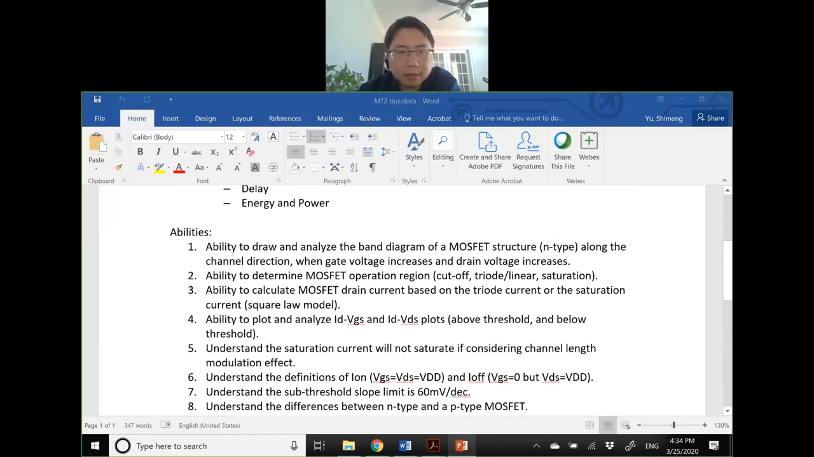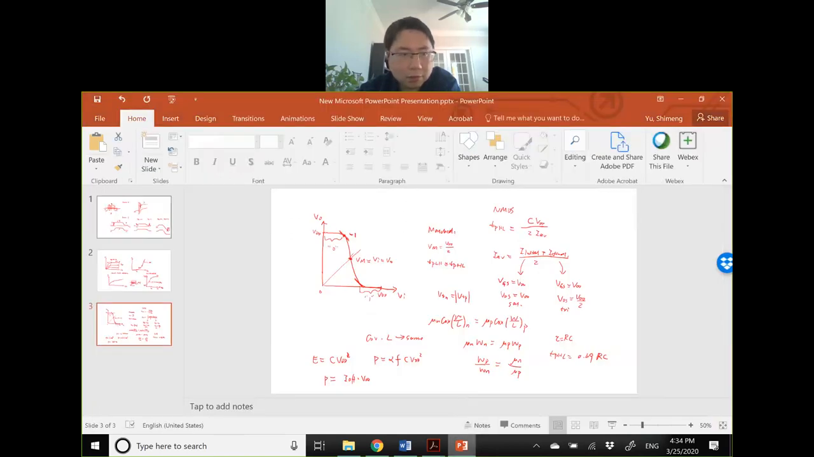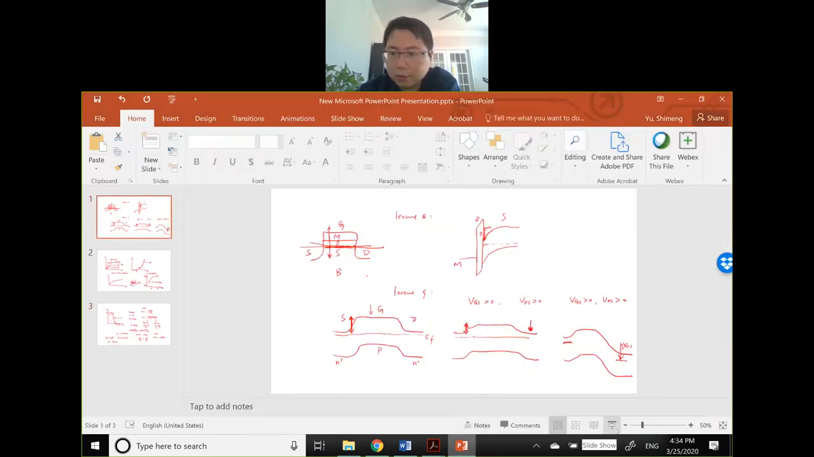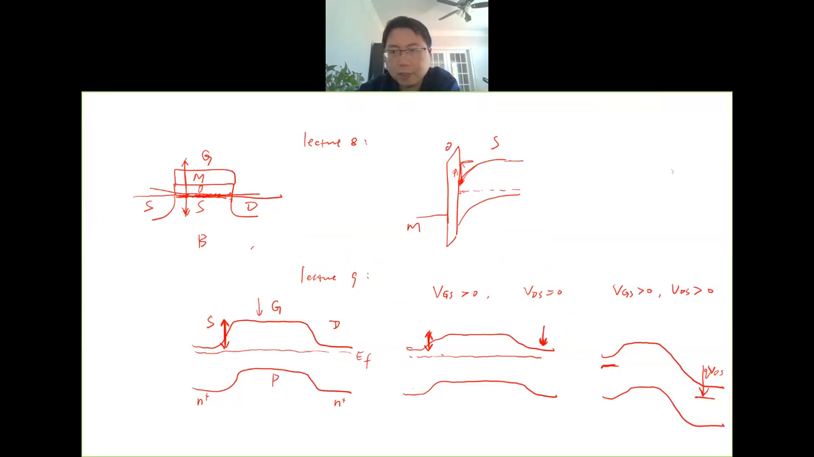And next, let's look at the abilities you are expected to have. The first one is the ability to draw and analyze a band diagram of a MOSFET, let's say the NMOS, N-type MOSFET, along the channel direction when the gate voltage increases or the drain voltage increases. So what does this mean? Let me show this sketch of the band diagram.